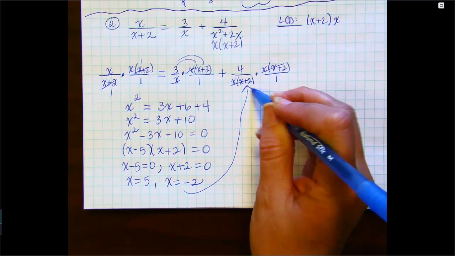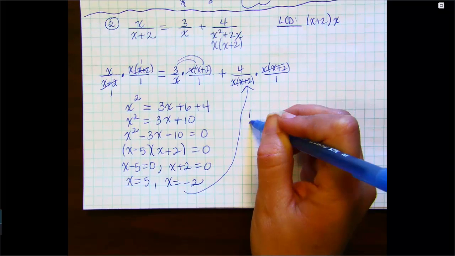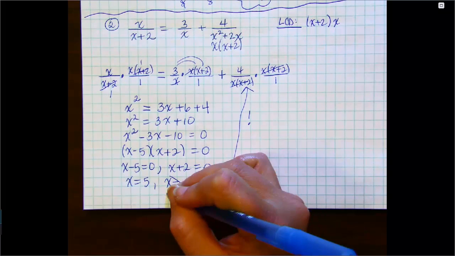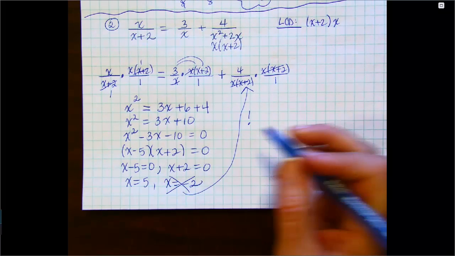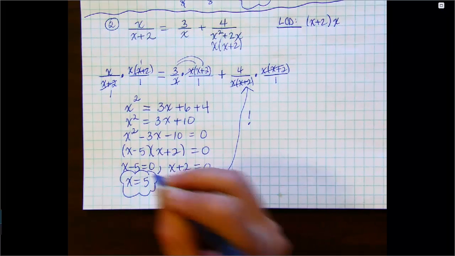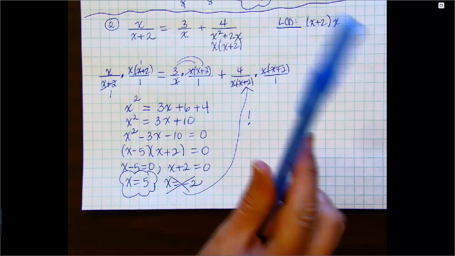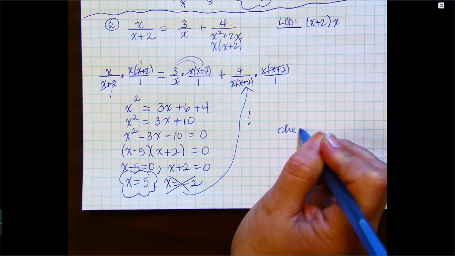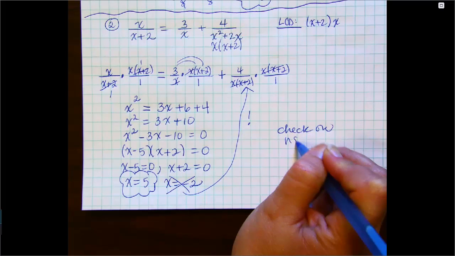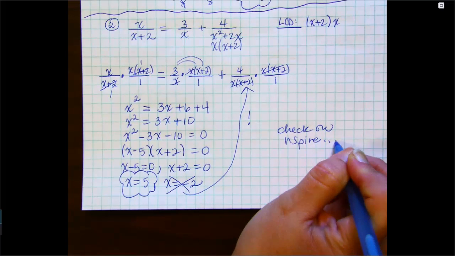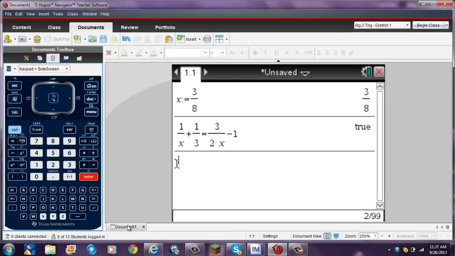You don't erase it, you just say, uh-oh, that breaks my fraction, and put an x through it to reject it. 5 does not break a fraction, so I think it's an answer, but again, we're going to check on our Inspire. I'll show you that in the next part. Fast forward if you'd like. Make sure you do know how to check on your Inspire.